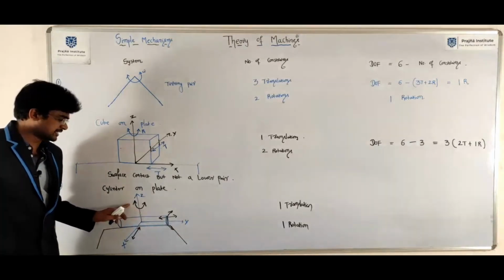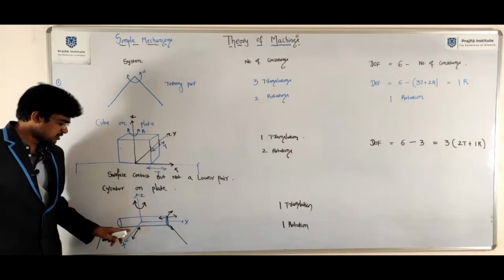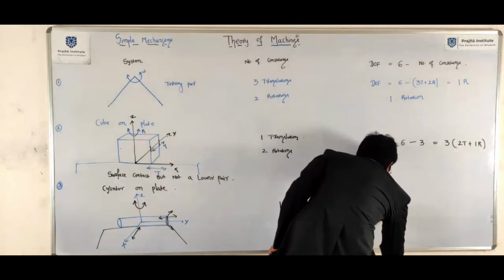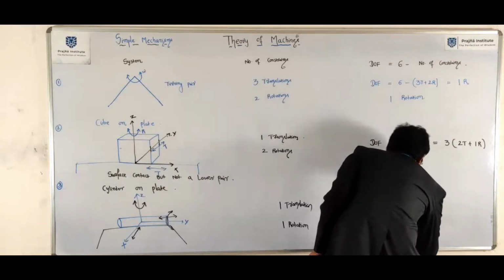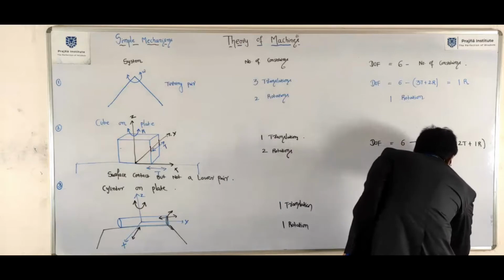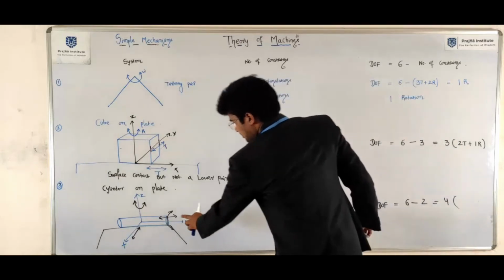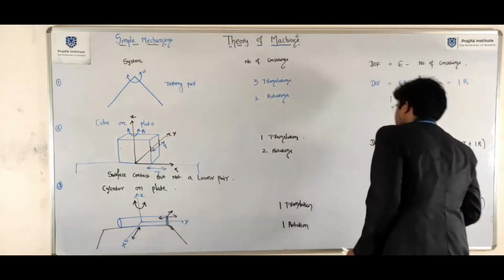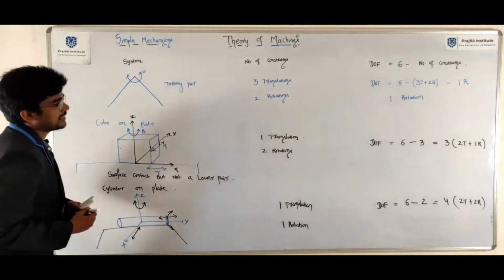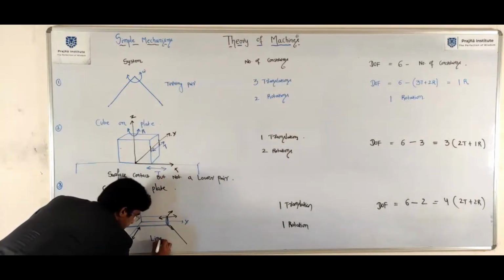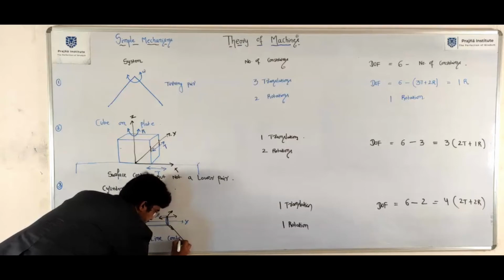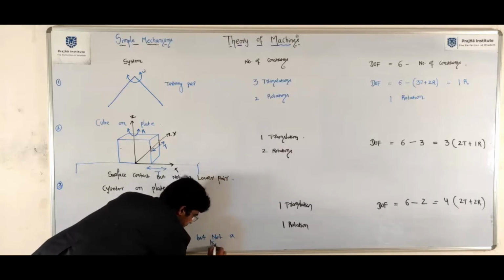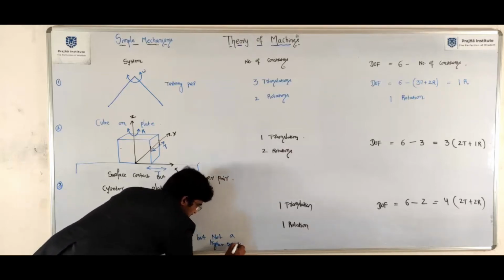What are the motions restricted? Translation along the z-axis and rotation about the x-axis. That's it. Your degree of freedom is equal to 6 minus 2, which is 4. What are they? Two translations, two rotations. Here it is line contact, but not a higher pair. It is not a higher pair.